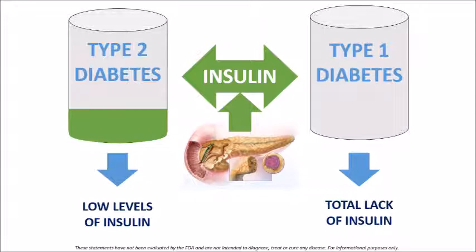Now, type 1 diabetes is defined as a total lack of insulin, the inability to make insulin altogether. Now, the pancreas has these beta cells. These are the cells that are responsible for making insulin. In type 1 diabetics, these beta cells in the pancreas are usually damaged or destroyed.